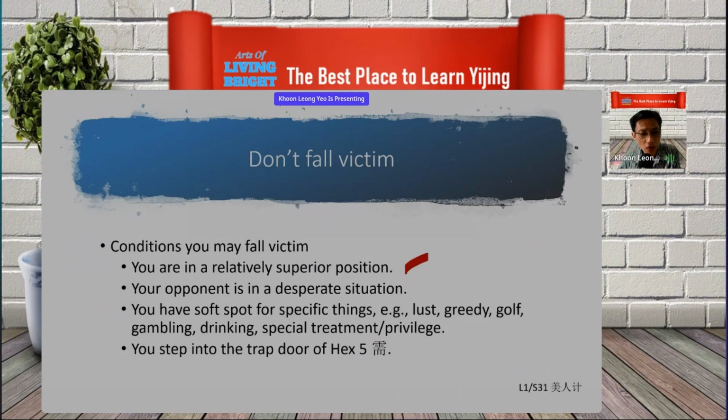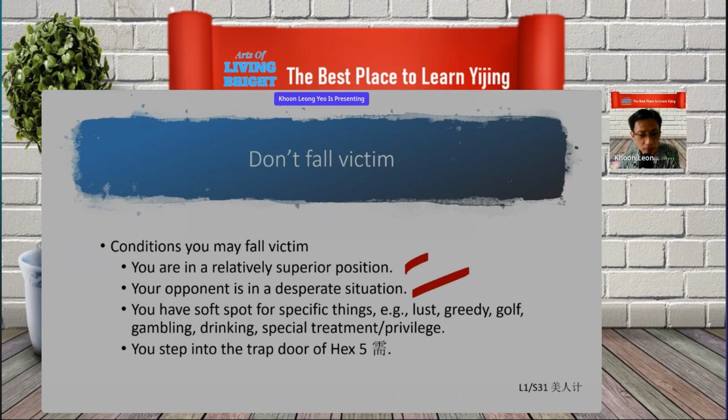Or your opponent is in a very, very desperate situation, and the best way is to use 美人计 on you. Or you have a soft spot for specific things. For example, lust, greed for money, or greed for wine, karaoke, golf, gambling, drinking, special treatment, or special privilege. All these indulgences are actually creating the best spot for an opponent to come in and use 美人计.